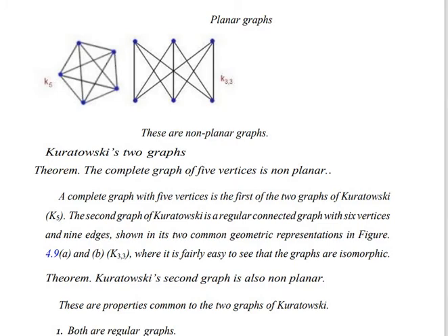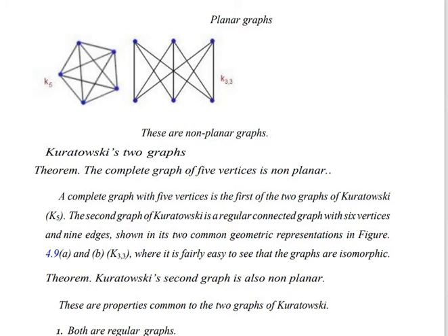A complete graph with 5 vertices, K5, is the first of the 2 Kuratowski graphs. The second graph of Kuratowski is a regular connected graph with 6 vertices and 9 edges, shown in its 2 common geometric representations in the figures, and K3,3, where it is fairly easy to see that the graphs are isomorphic. Now, there is a theorem that Kuratowski's second graph, K3,3, is also non-planar. That is, the 2 graphs of Kuratowski, K5 and K3,3, are both non-planar.